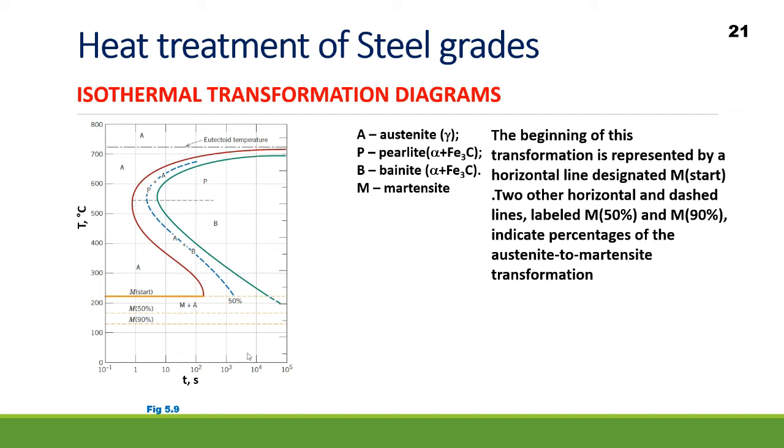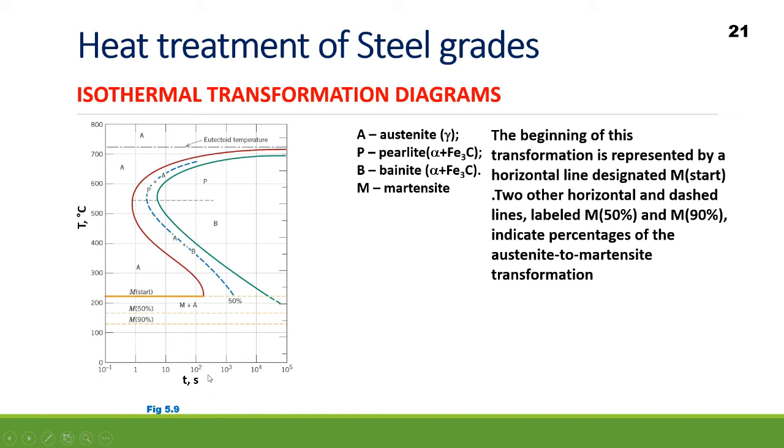If I hold the temperature after crossing the M start, which is at 220 degrees Celsius, as soon as I cross this temperature it will start forming. Next, suppose I'm holding it at 200 degrees Celsius for a certain amount of time, the amount of martensite which will form will remain the same.